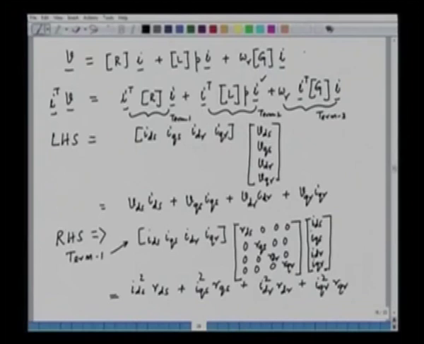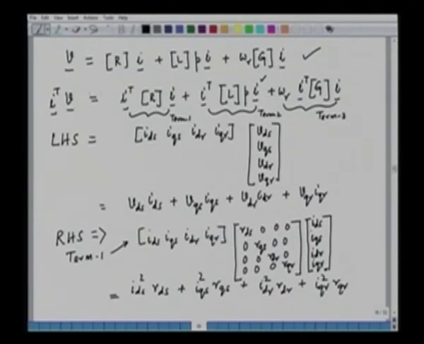Hello. In the last lecture, we discussed the equation of Kron's primitive machine model, and we derived the equation for the voltage in terms of the resistive drop, the inductive drop, and the speed EMF. This is the equation: V is equal to Ri plus LPi plus omega r Gi.